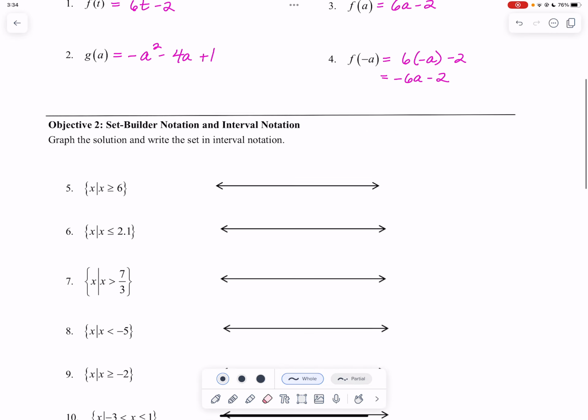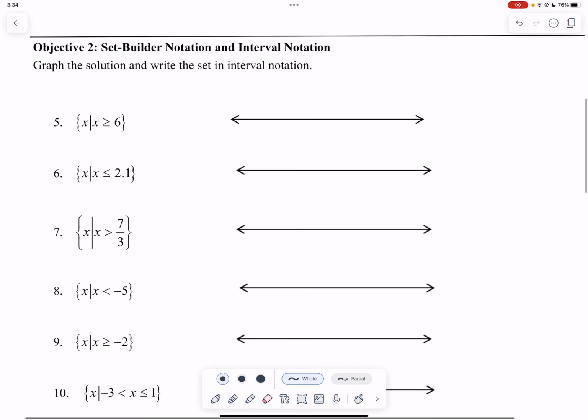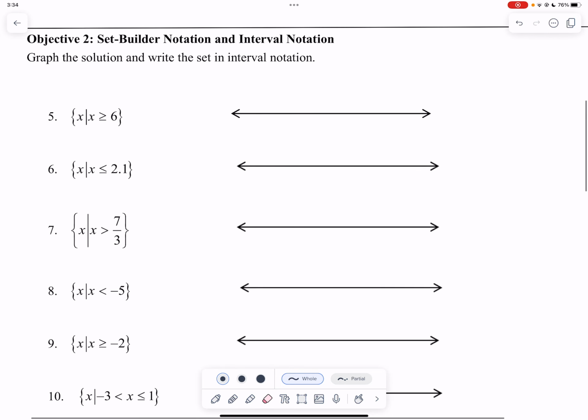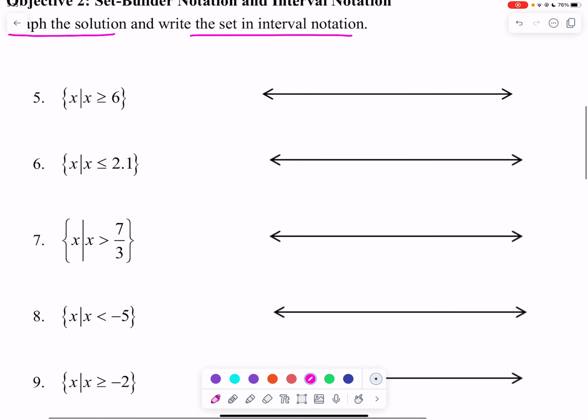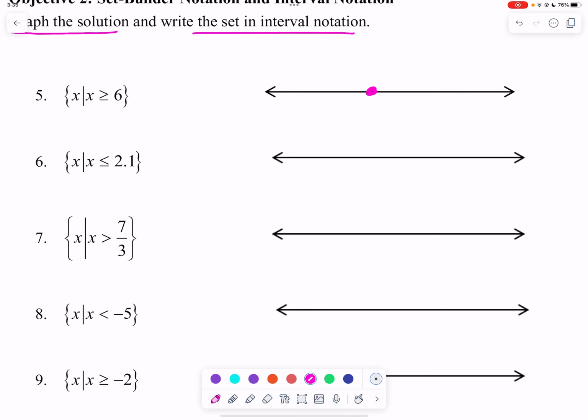Now let's go ahead and take a look at set builder notation and interval notation. So what we're going to be doing now is they would like us to graph the solution and then write the set in interval notation. So here we first have the set of all x such that x is greater than or equal to 6. So we want to include 6. We want all of the values greater than or equal to 6.